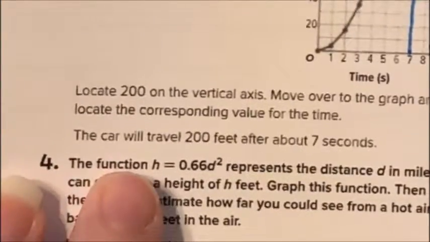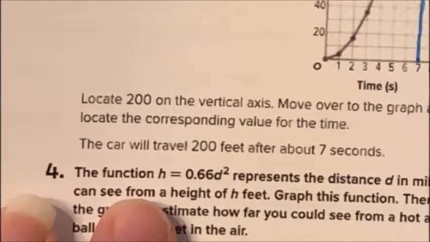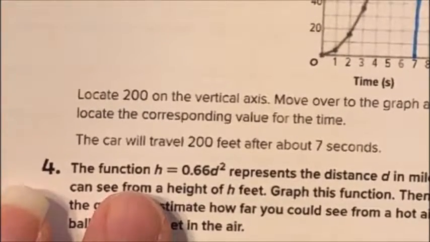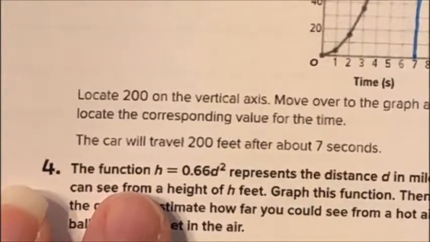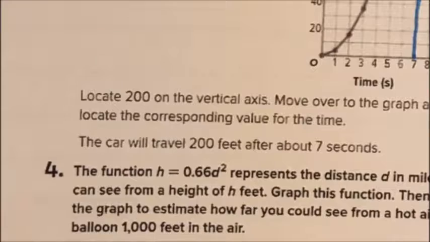So that means the car will travel 200 feet after about 7 seconds. Okay. You can always double check. You can plug in 7 into t. 7 squared is 49. And then multiply that times 4. Does give me 196, which is pretty close to 200. Okay.